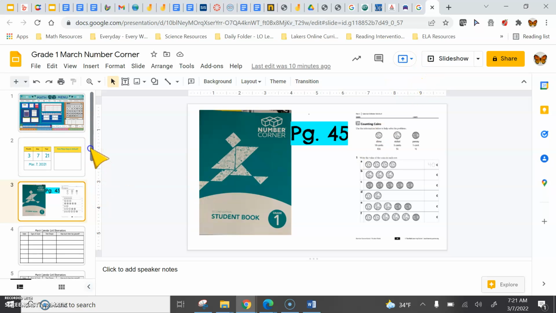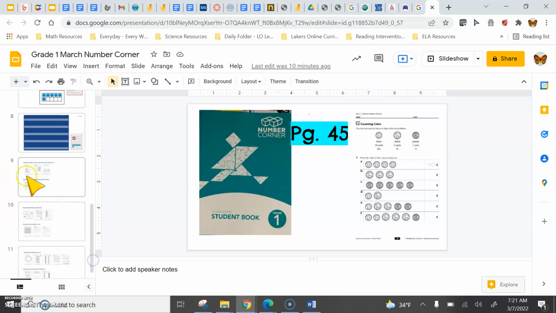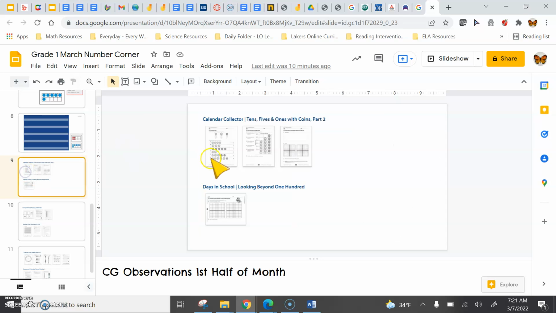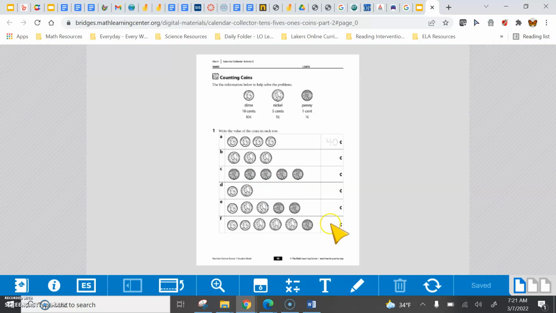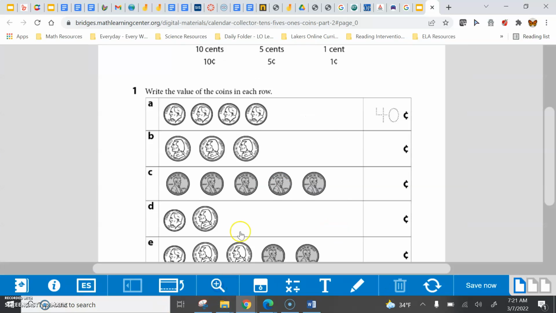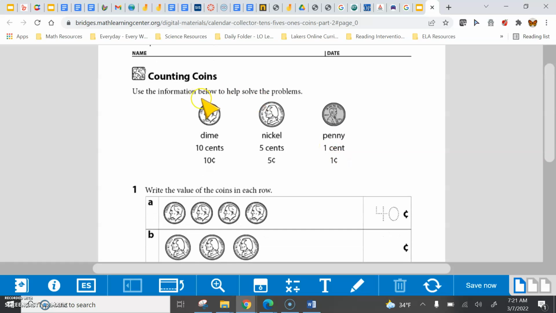Very good. We're going to take a little trip and actually discuss this page, because there's some really cool things that we're going to do on page 45. I'm going to zoom in a little bit. It asks us to count the coins. Great practice. And again, here's another reminder. Every dime is worth 10 cents. So every time you see a coin that looks like this, it's worth 10 cents. Every nickel is worth 5 cents, and every penny is worth 1 cent.